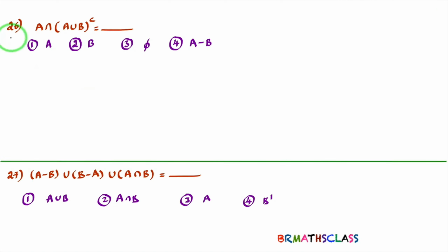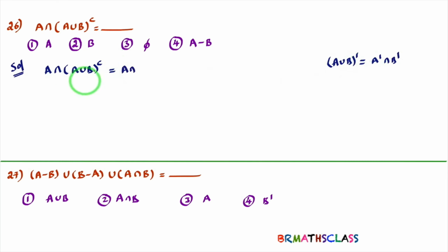You please see question number 26. A intersection (A union B) whole complement equals what they are asking. We know this formula for (A union B) whole complement. What is the formula for (A union B) whole complement? In synopsis we learn this formula. It is A complement intersection B complement. So here this is A intersection, and the (A union B) whole complement formula is A complement intersection B complement. You see here also intersection is there. Here also intersection is there.